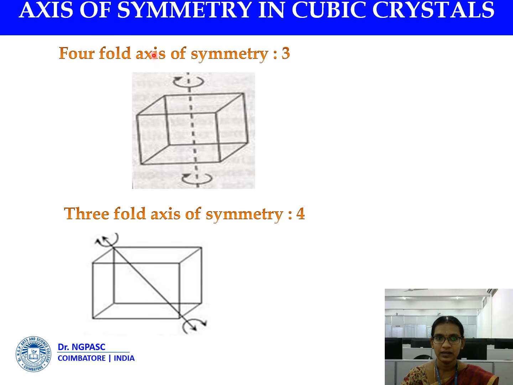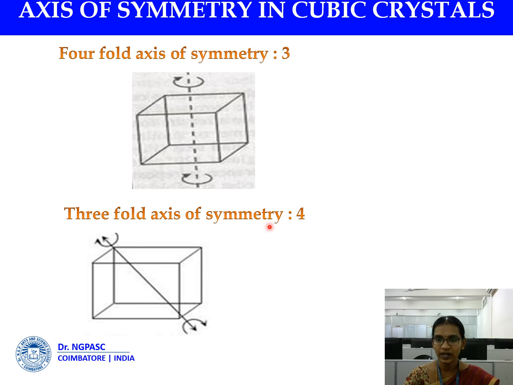Next, axis of symmetry in cubic crystals: the fourfold axis of symmetry and the threefold axis of symmetry. In the fourfold axis of symmetry, we rotate the cube in a clockwise manner like this, and we get the same planes in the same way. If we rotate it through 120 degrees, we get the same plane 3 times. Therefore, the fourfold axis of symmetry is 3.